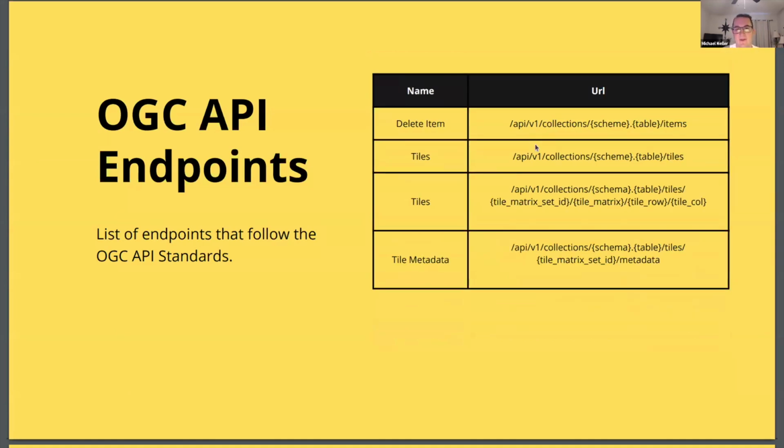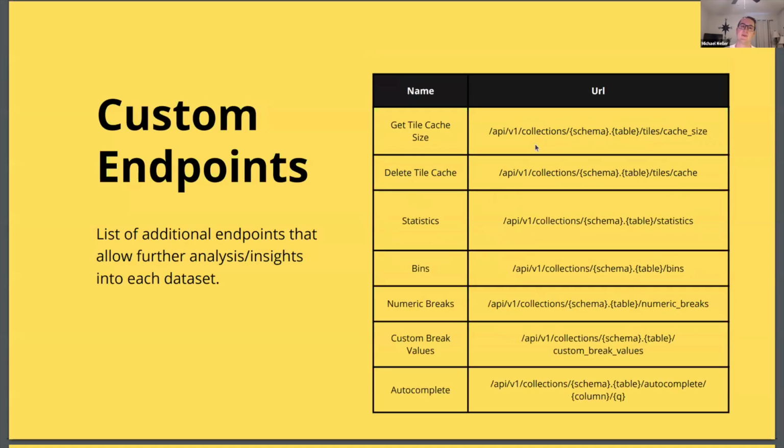Then we also have the delete item endpoint, and then 3 additional endpoints for specifically dealing with the vector tiles that are generated from the database. And then in terms of some custom endpoints that I added in addition to your standard OGC API endpoints, I did enable a caching mechanism for the vector tiles that right now just sits in your choice of where you would want that to sit in a folder structure.